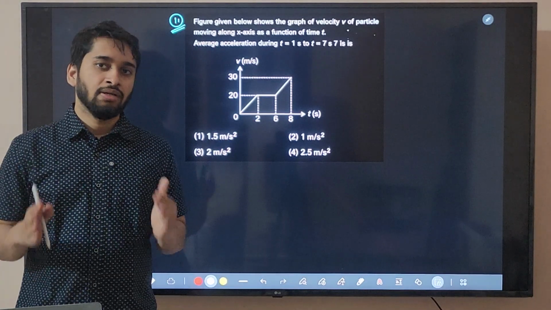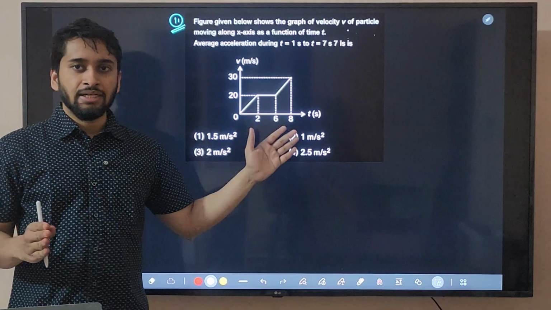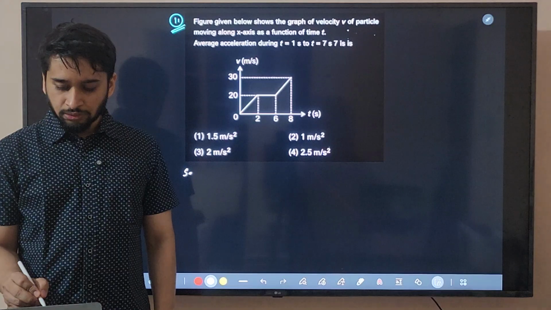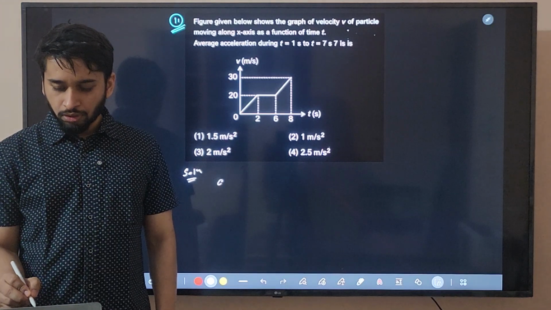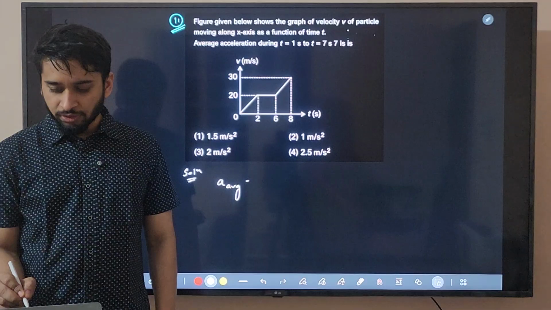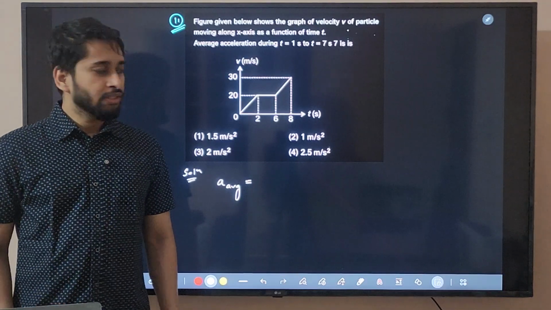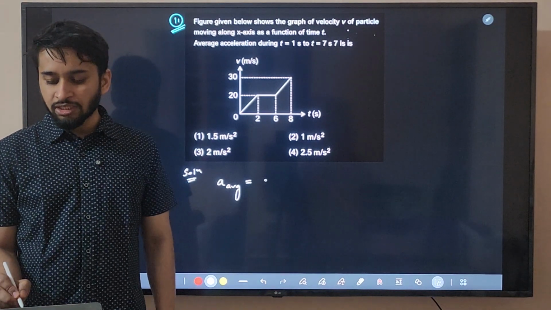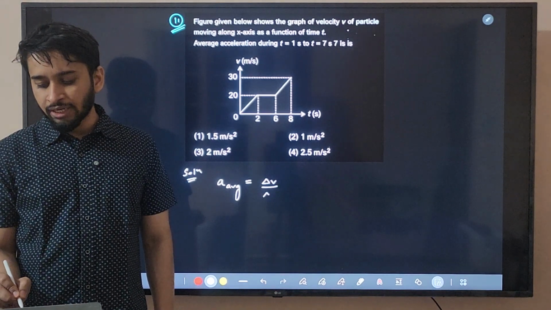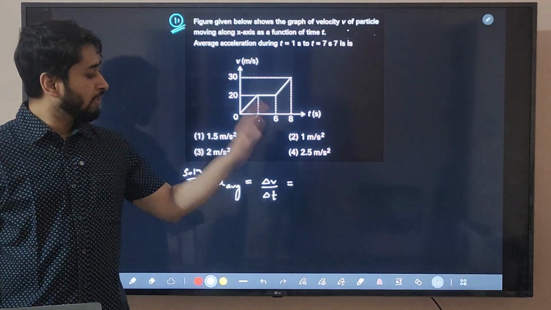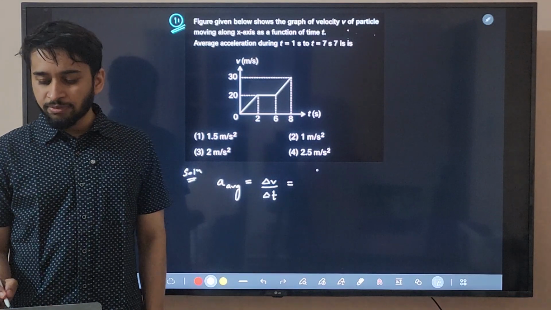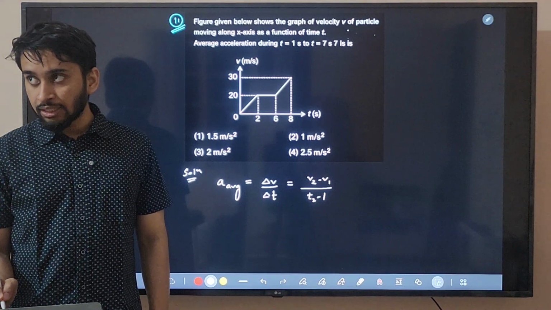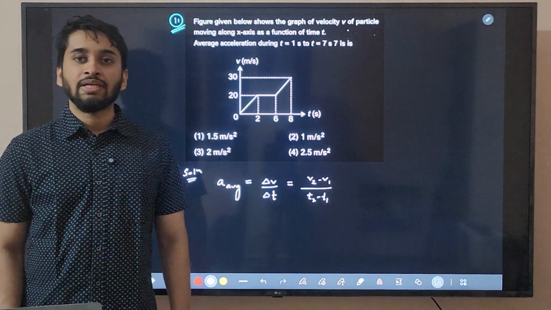Now another good question, because again this is not direct, you have to do a little bit of analysis here. So let us see how to do that. What is the formula for average acceleration? This is a velocity time graph. The formula is change in velocity by change in time, right? You all know. So it will be v2 minus v1 by t2 minus t1, right?